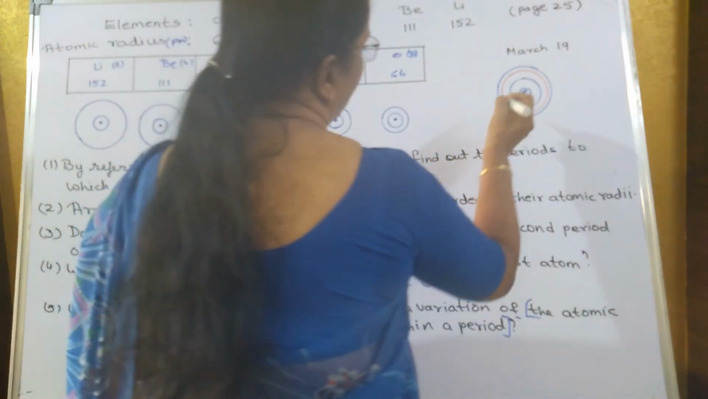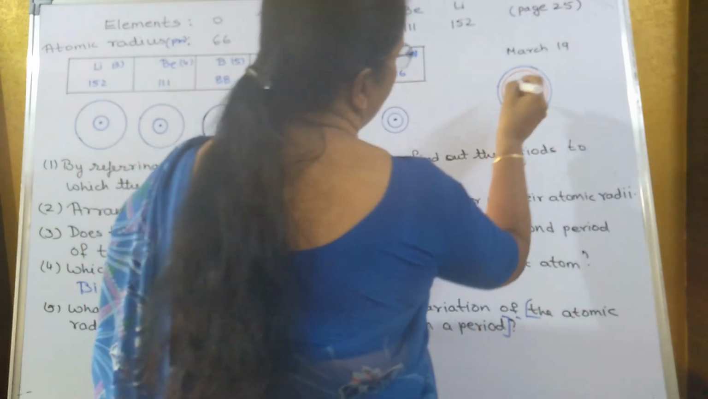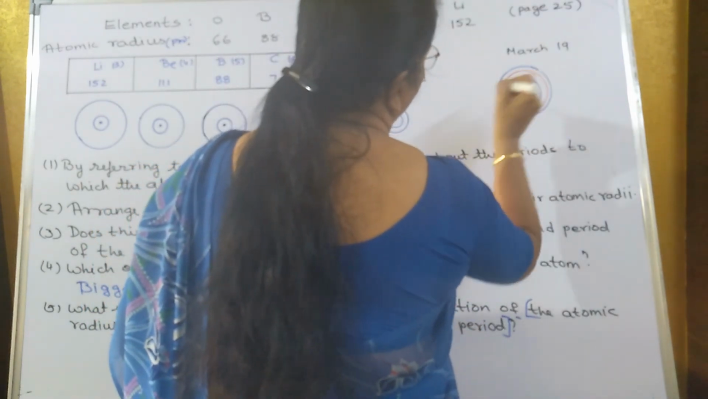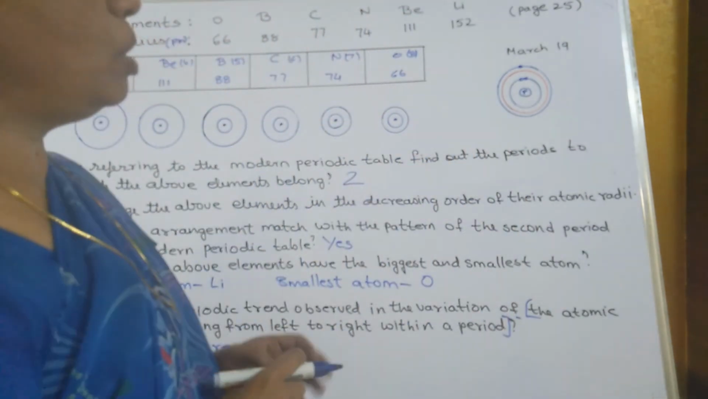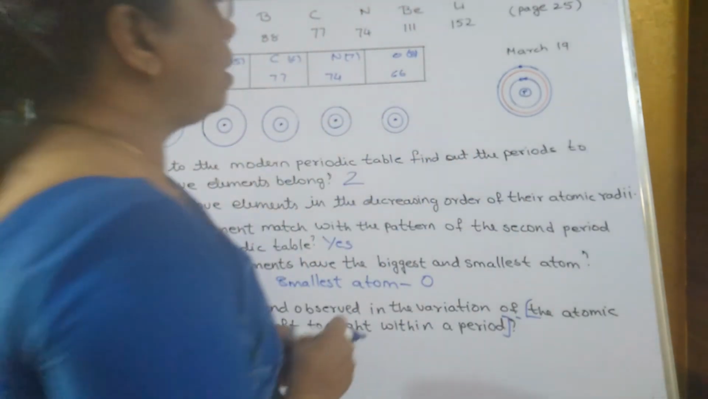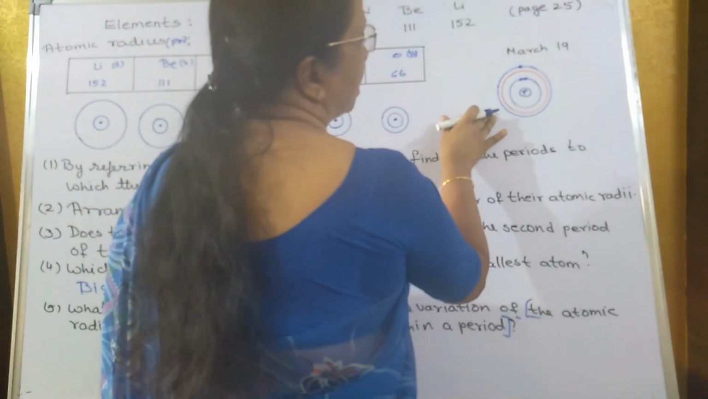Now we know that there are only two shells. So the blue color is the two shells in period 2. In the first shell it has 2 electrons. Supposing in the second shell it has only 1 electron. Now if another electron is added over here, then how many shells do all the elements in period 2 have now?